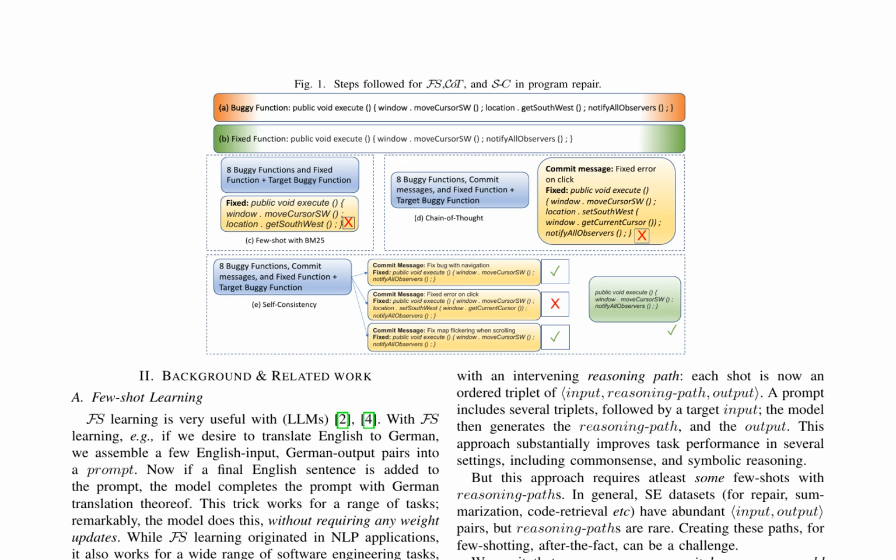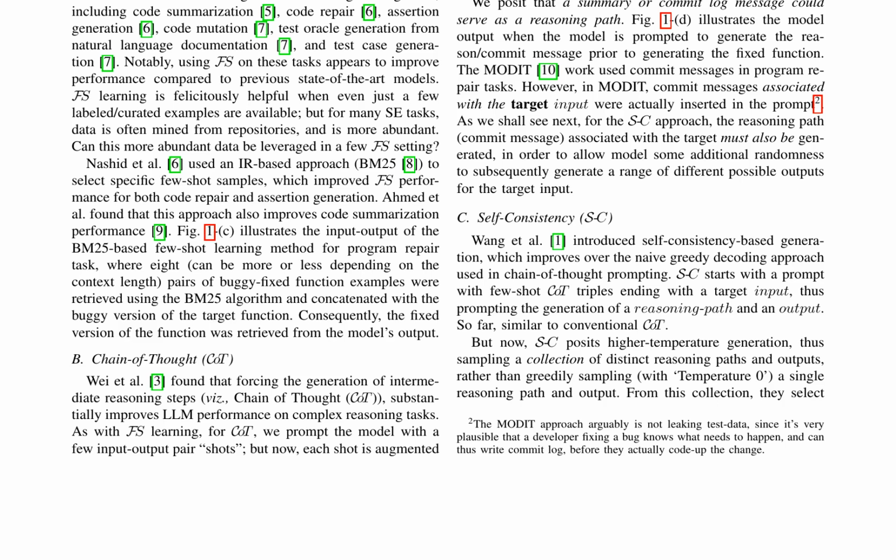The paper also discusses related work, including few-shot learning, chain-of-thought, and self-consistency. It highlights the effectiveness of these approaches in various software engineering tasks, such as code summarization, code repair, and assertion generation. The authors also mention that the self-consistency approach can be used to leverage abundant data in software engineering tasks, even when labeled data is limited.